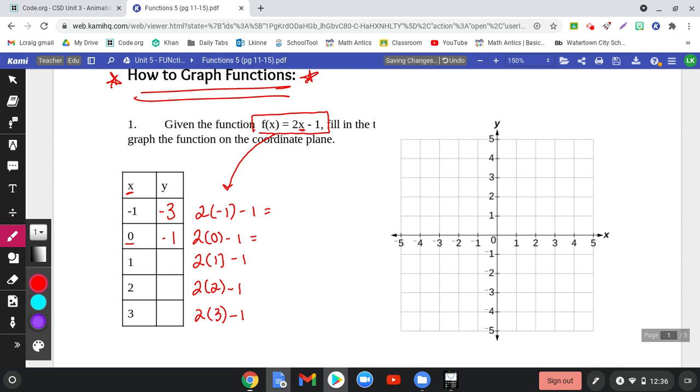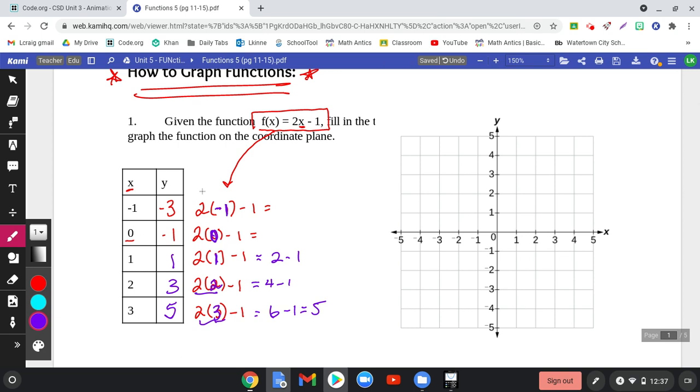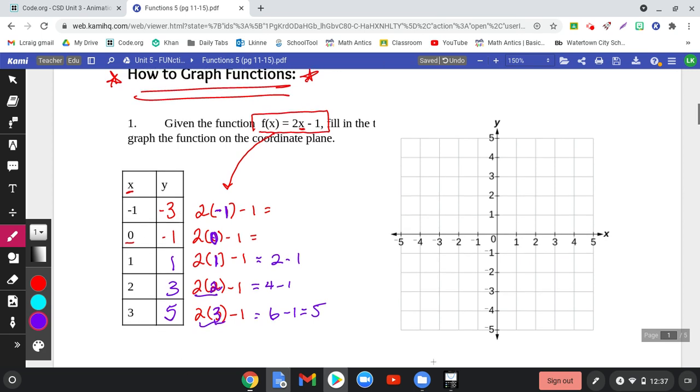All right, each time you're taking out the x and replacing it with whatever your input value is. All right, so 2 times 1 is 2, minus 1 is 1. 2 times 2 is 4, 4 minus 1 is 3. 2 times 3 is 6, 6 minus 1 is 5. All right. And you have a series of points, and it is a function. Each x only goes to 1 y.